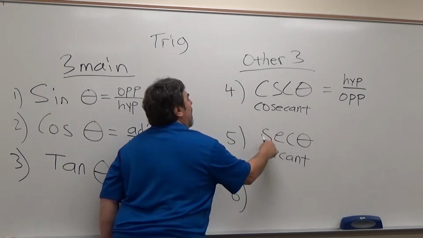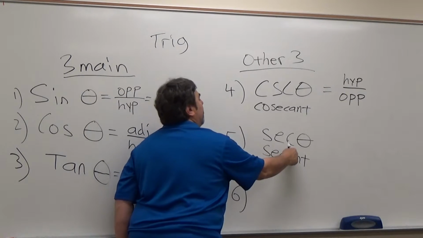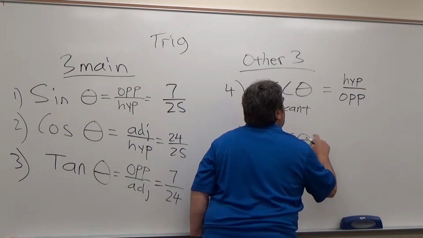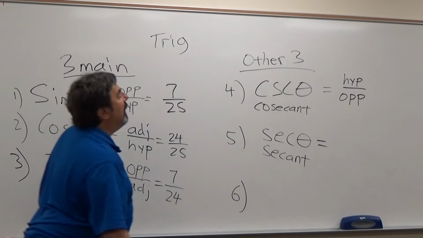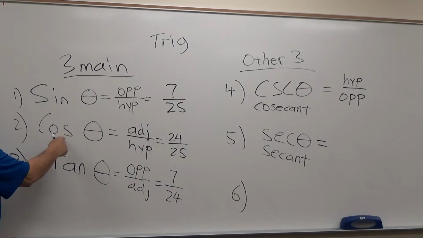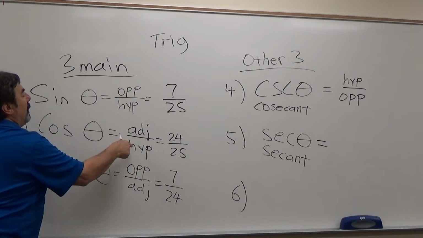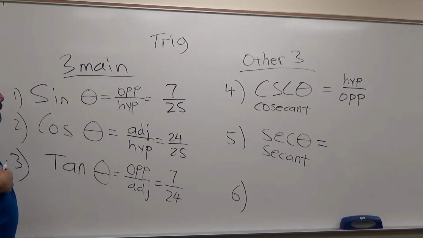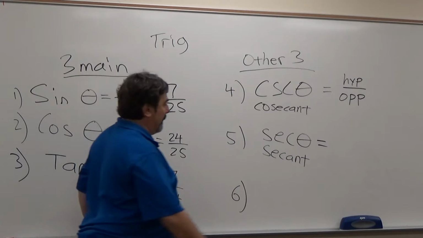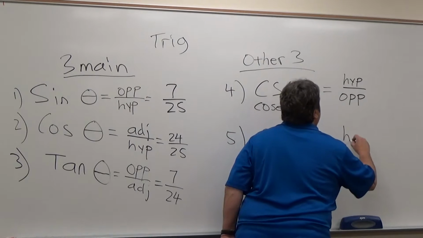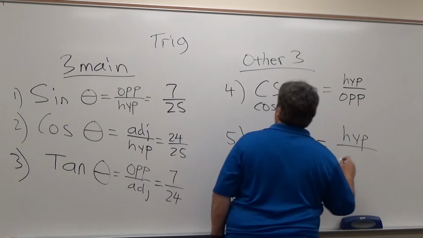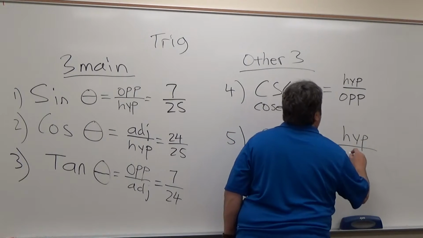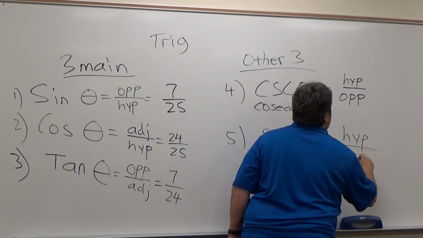And it's abbreviated SEC, secant. And the definition for the secant will be the reciprocal of the cosine. What's the reciprocal of the cosine? Hypotenuse over adjacent. Very good. So that's the definition of the secant. Hypotenuse over adjacent.